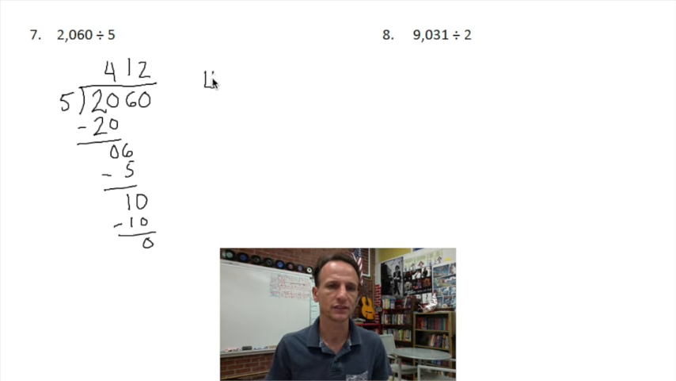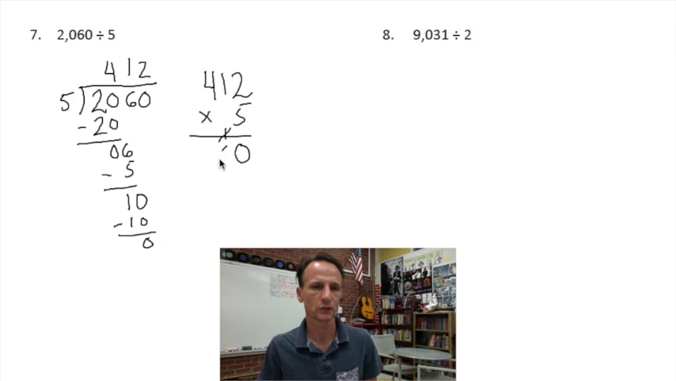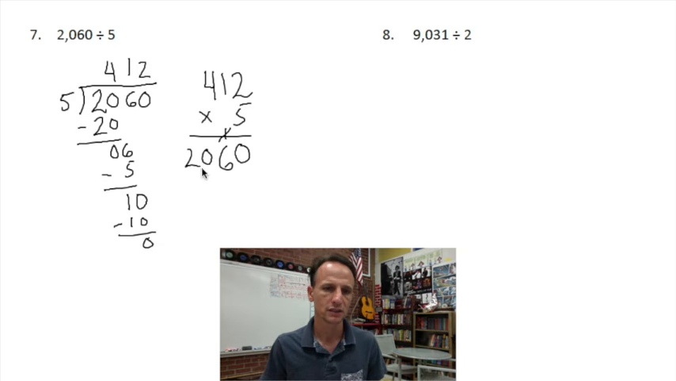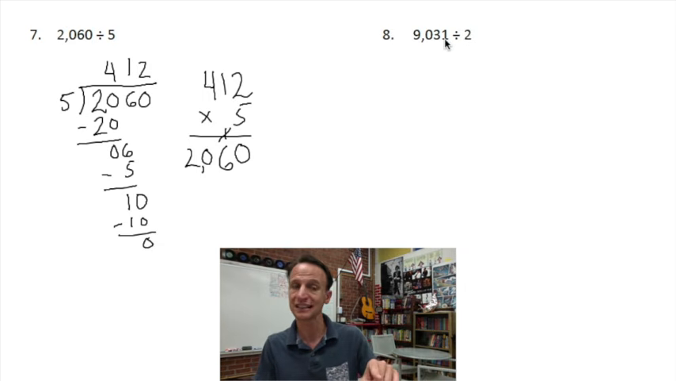All right, so let's take 412 to do our check. 412 times 5. So 5 times 2 is 10. And 5 times 1 is 5, plus 1 is 6. 5 times 4, 20. So we end up with that same 2,060 we started with. Beauteous.